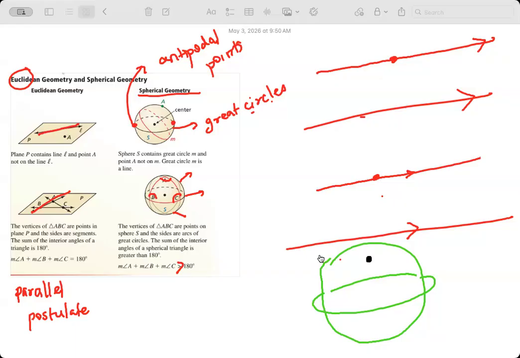Parallel lines do not intersect. That's the definition of parallel lines, right? How many great circles can I draw passing through that point? One. Really? Let's see, I'll show you. In the case of spherical geometry, this is one.